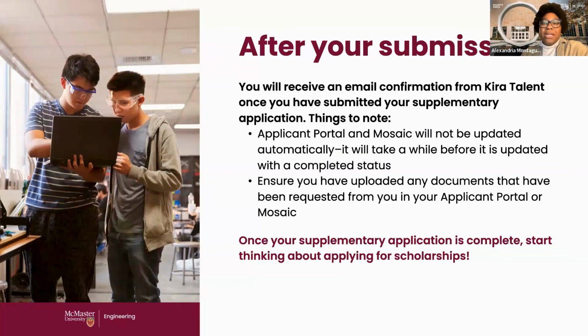Once your supplementary application is submitted, you'll receive an email confirmation. Your applicant portal or Mosaic won't update immediately. This usually happens after the deadline in late February/early March. So don't worry if the checkmark isn't there right away, as long as your Kira status shows 100%. While you're in your applicant portal or Mosaic, make sure you've uploaded any additional documents requested by the admissions office, if needed. And this is also a great time to start thinking about scholarship applications.